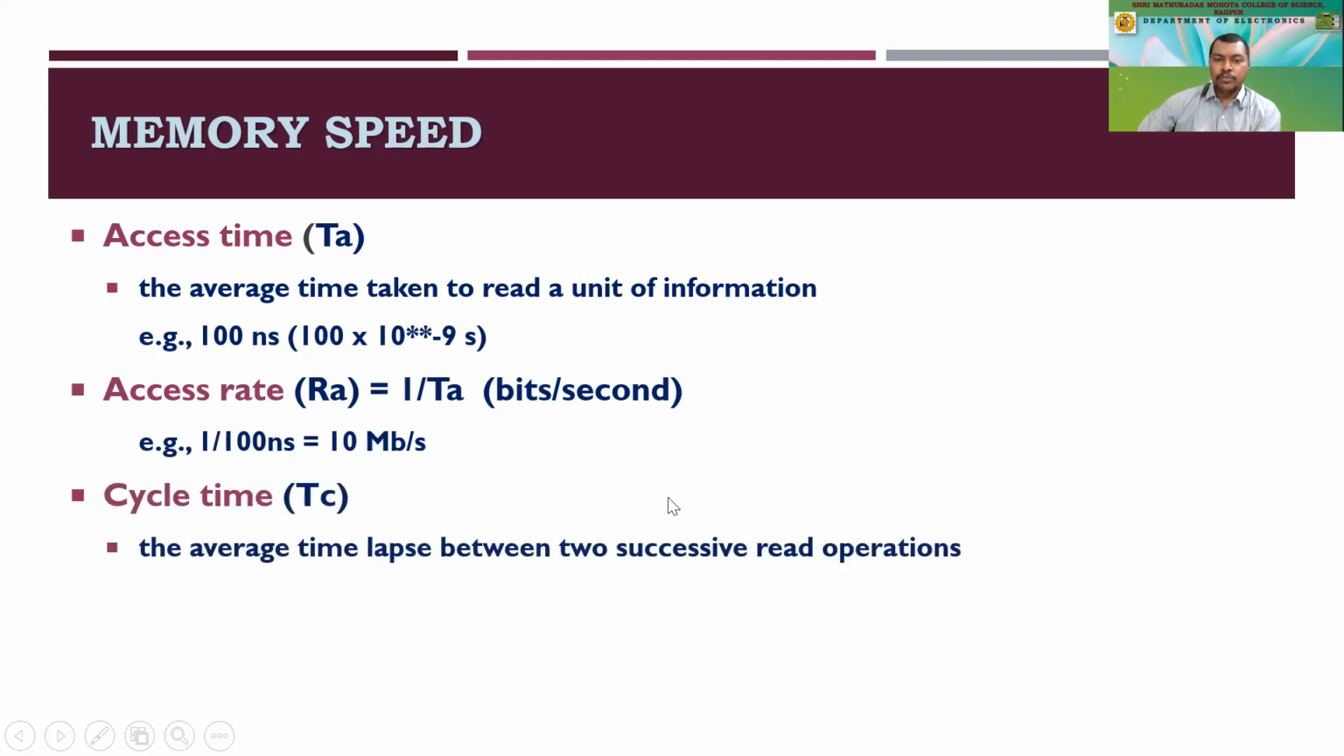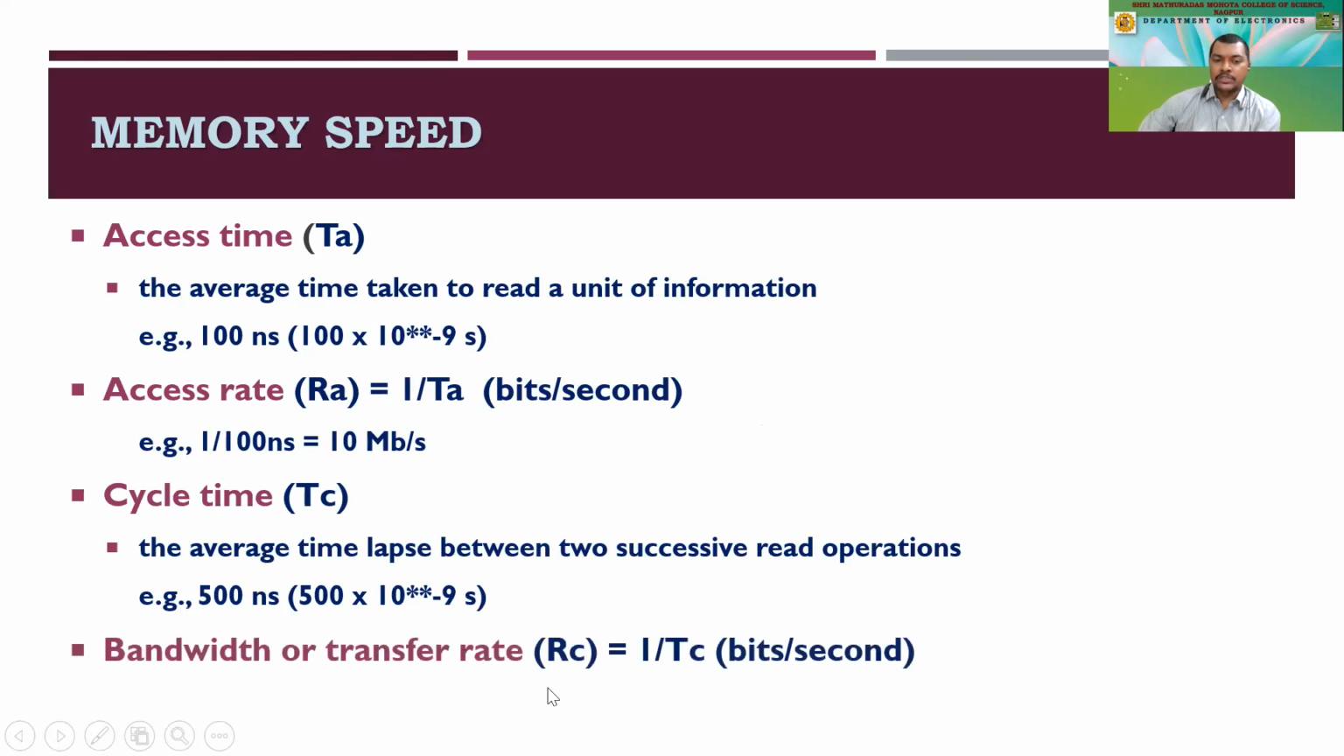Then cycle time. The average time lapse between two successive read operations, that is 500 nanoseconds, means 500 into 10 to the power minus 9 seconds. So this is cycle time. Then bandwidth or the transfer rate, that is 1 by TC. Again it is a frequency, that is bits per second: how many bits we have transferred per second. So this is the memory speed, and the example shown is 1 by 500 nanosecond, that is equal to 2 megabits per second.